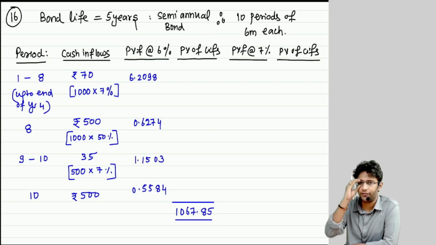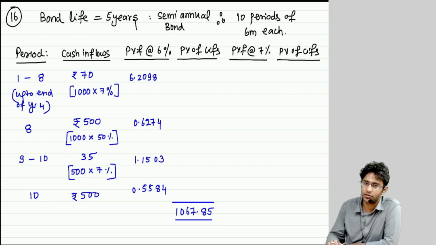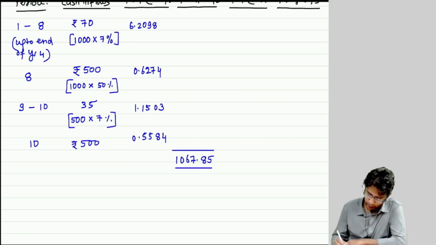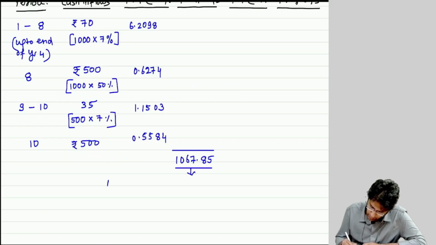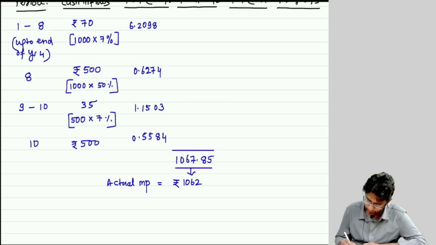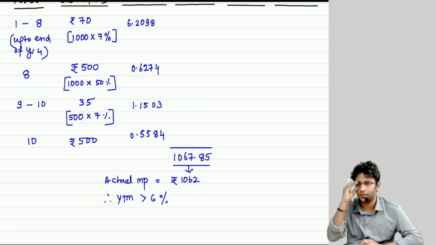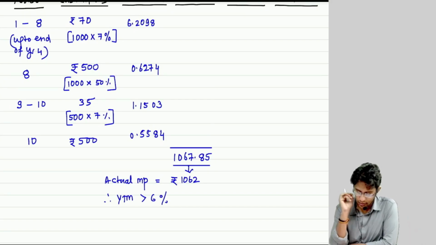What is the actual market price given in the question? 1062. YTM is greater than 6%. Your return is more than 6%.